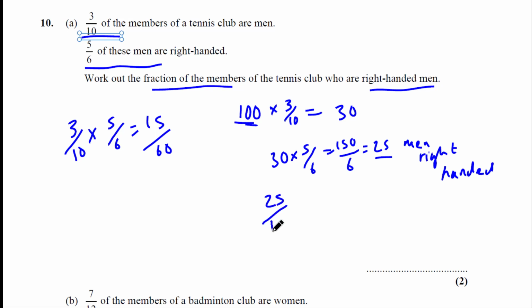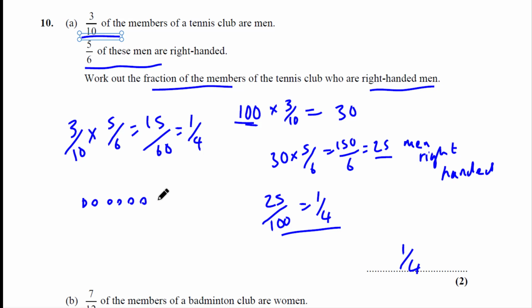And then you know 100 people in the club, so it's 25 out of 100, which simplifies to a quarter, which is the same as this answer because that simplifies to a quarter. So I showed you this way because it will make a bit more sense to you.